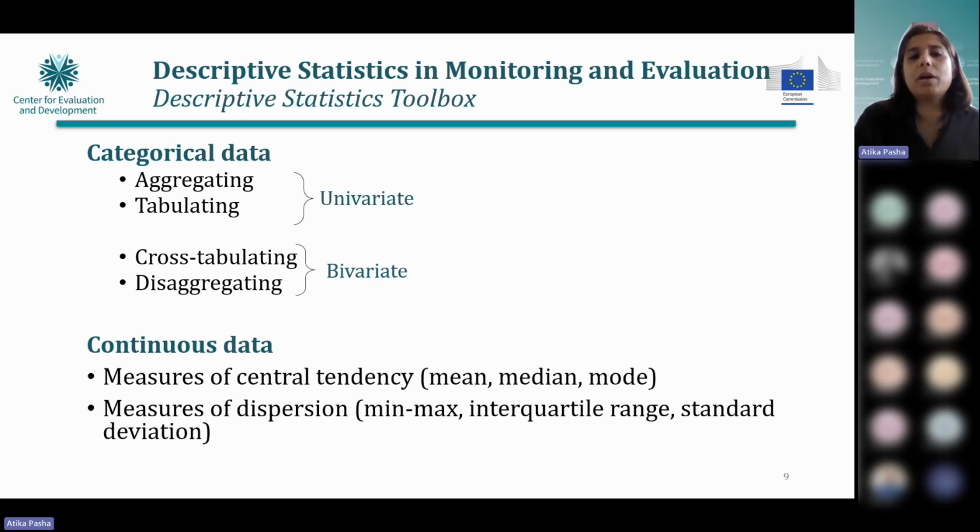And then for continuous data, we are looking at measures of central tendency. There are 3, but we will only focus on the mean and median. What is extremely critical for more advanced analysis and inferential statistics is your measures of dispersion. There are a few, and we will look at 2: min-max and standard deviation.